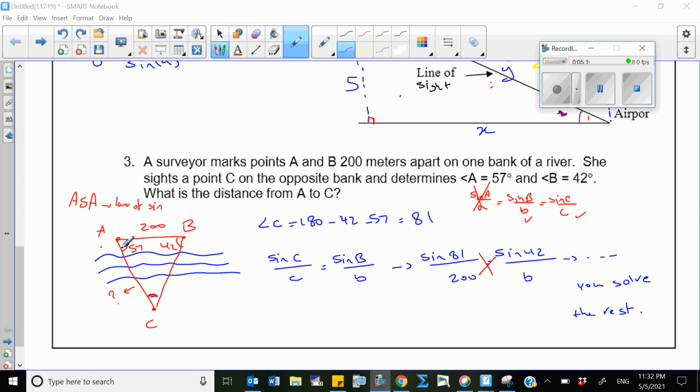So here we have angle A and B. Now it's asking what is the distance from A to C. So we are looking for this side. Now look at the triangle that we have. We have two angles and the side between them. So this is angle, side, angle.